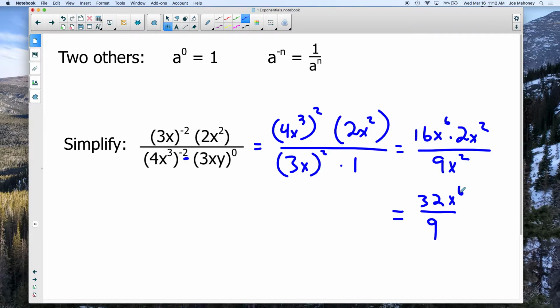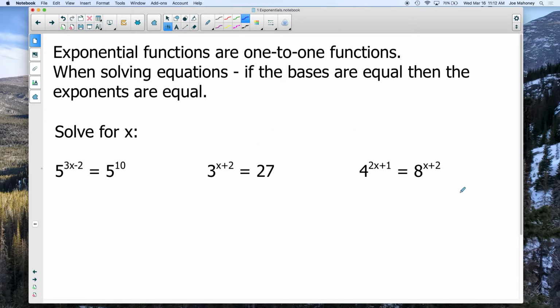So that's a good little review from all the stuff you did in Algebra 1, maybe Algebra 2 as well. This leads us into the idea about solving an equation where the exponent is the variable. These exponential functions that we're going to solve are one-to-one functions. So as long as the bases are equal, the exponents are equal. So in this first one, my bases are 5, so I just have to solve 3x minus 2 equals 10. Add 2, divide by 3, x is equal to 4. Cool.